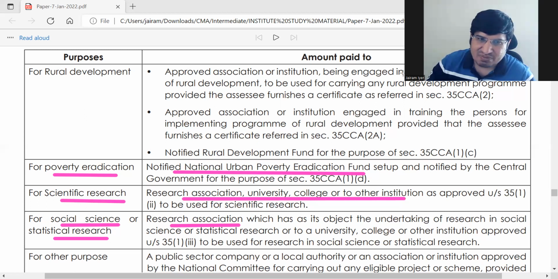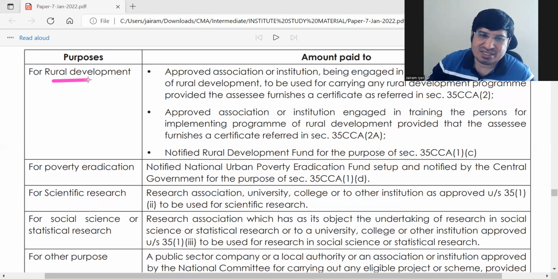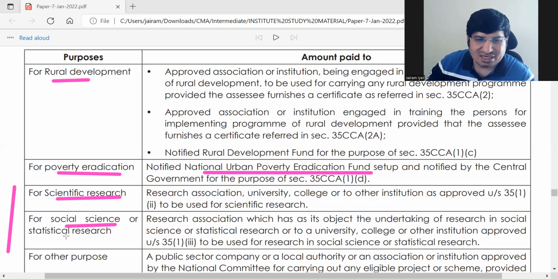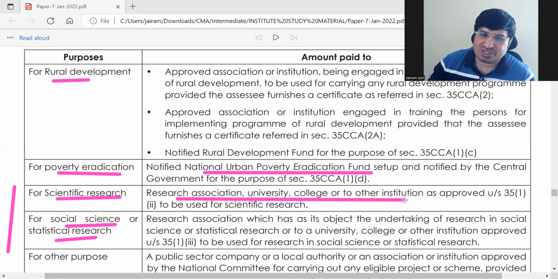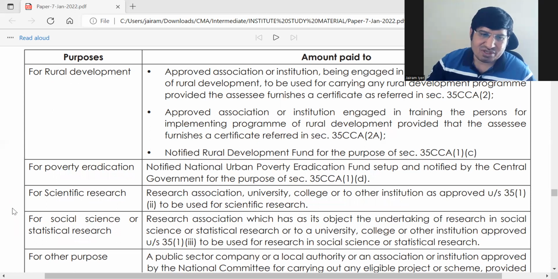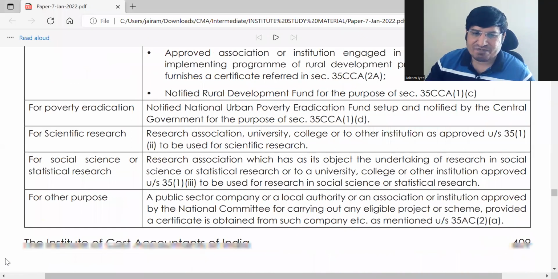So यानी first part में is rural development, second part में poverty eradication directly to the fund, third and fourth, these two are for scientific research or social science and statistical research. ठीक है? Given to research association, university, college or institution. ठीक है? Approved research association, university, college or other institution. ठीक है? बस इतना ही. This is the main summary you need to know here. इसमें पूरा ये याद करने की, and you don't have to go in detail. Don't worry about the sections also here. So basically you just need to know the gist of it. ये सब हो गया.